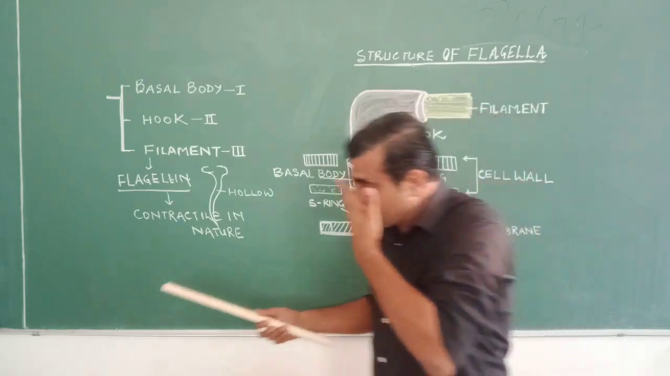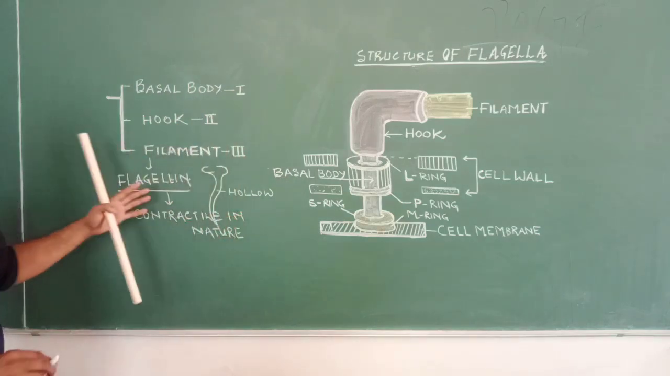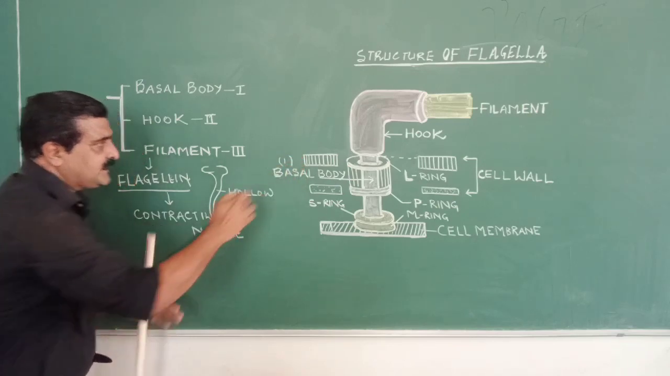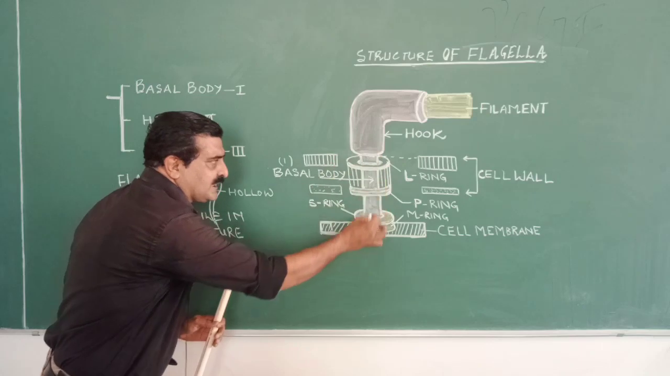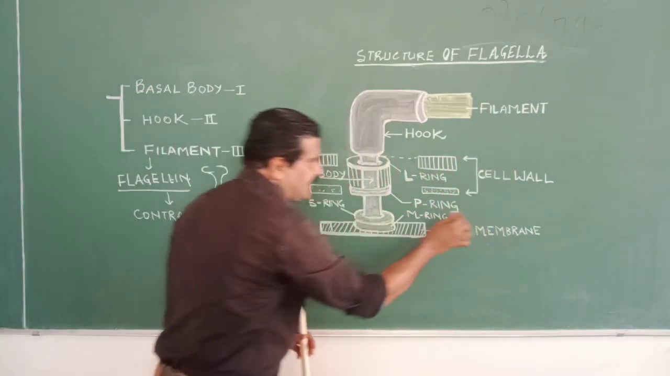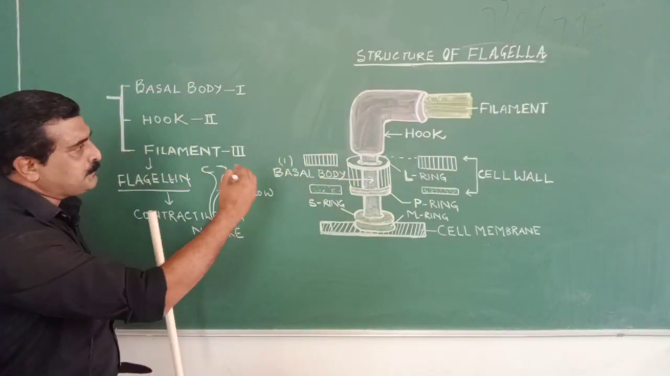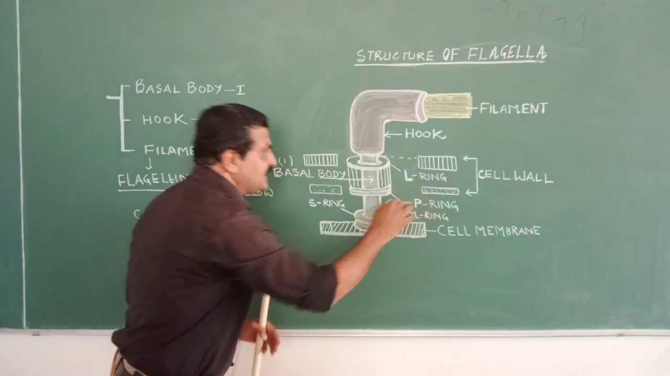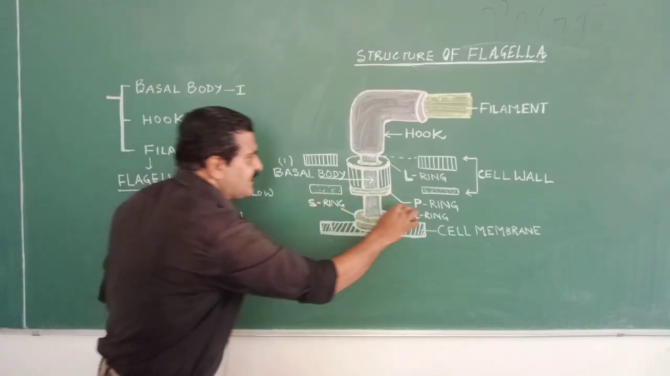Clear? Moving ahead. I told you the structure of the flagella, that the flagellum consists of 3 parts. Number 1 is the basal body, which forms the basal part of the flagellum. It is a proteinous rod-like structure which lies in the cell wall as well as the cell membrane. It consists of an outer ring pair and an inner ring pair. In the outer ring pair, one ring is the L ring and another is the P ring. In the inner ring pair, one ring is the S ring and another is the M ring.